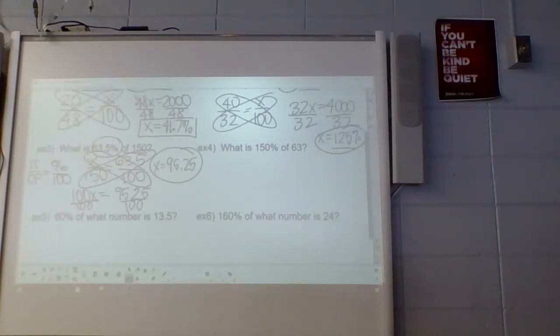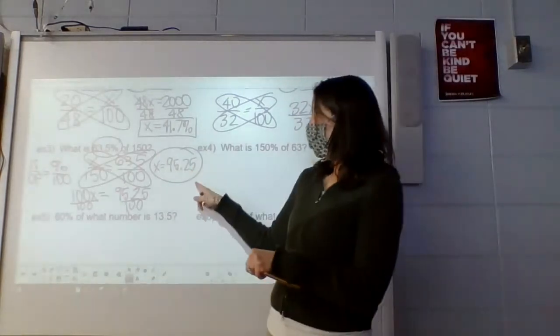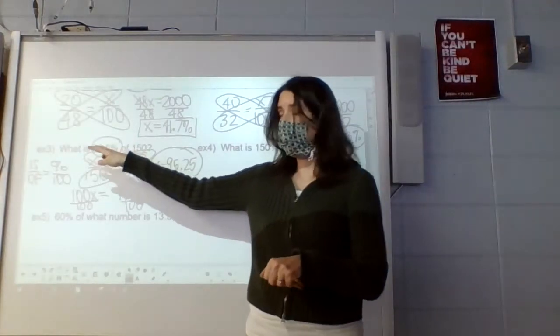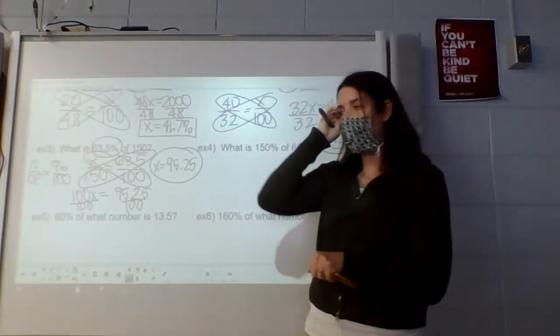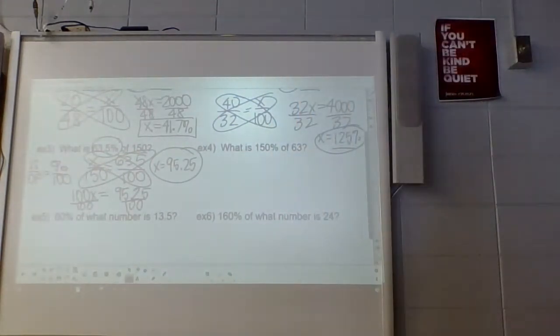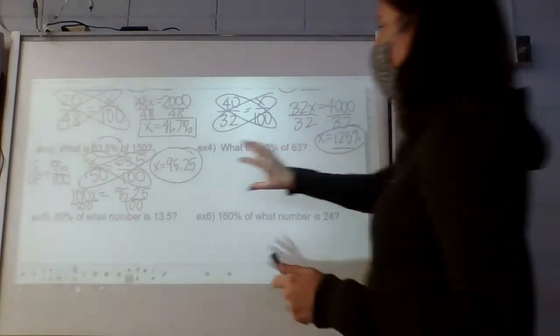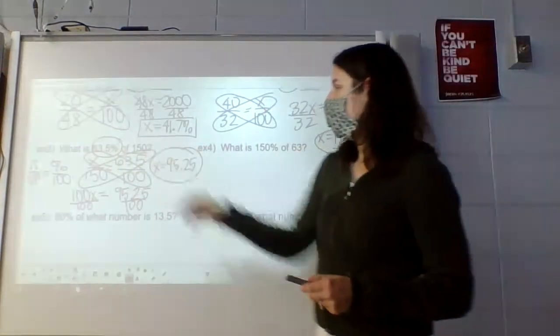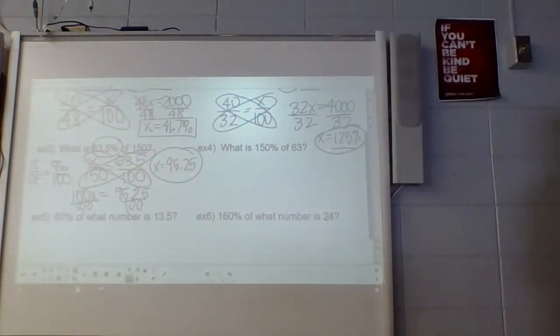Now this one's not a percentage. We already knew what the percent is. So it's saying 95.25 is 63.5% of 150. So that's 63.5% of 150 is 95.25.